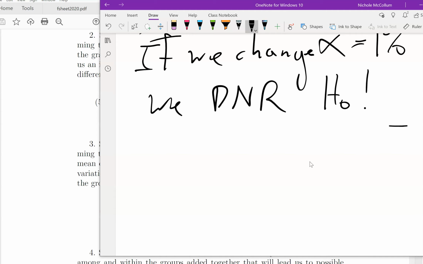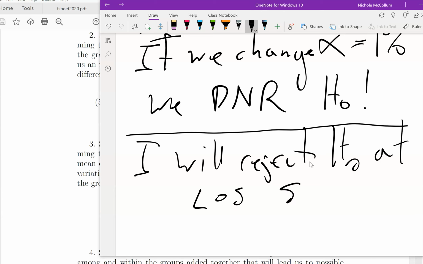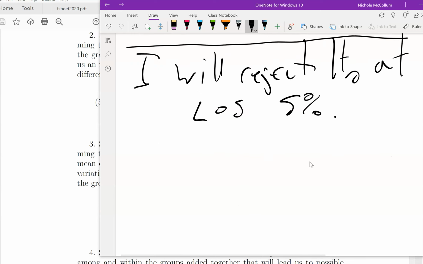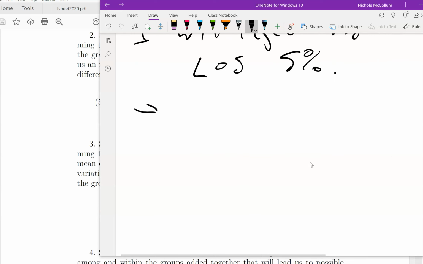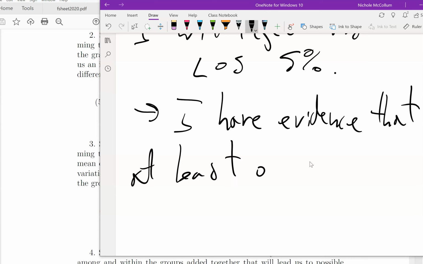Bottom line, my alpha was 5%, so I will reject H naught at LOS 5%. At a 5% level of significance, I will reject. What does that mean? I have evidence that at least one mean is different. That's all I can report. According to my evidence in the ANOVA, at least one is different.